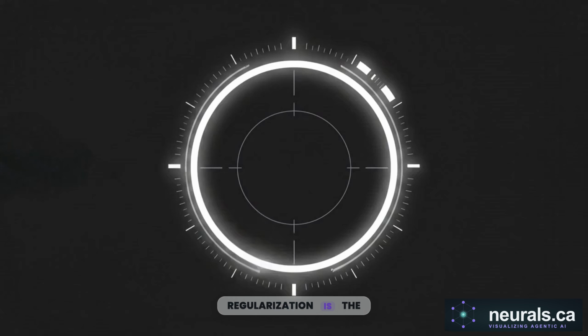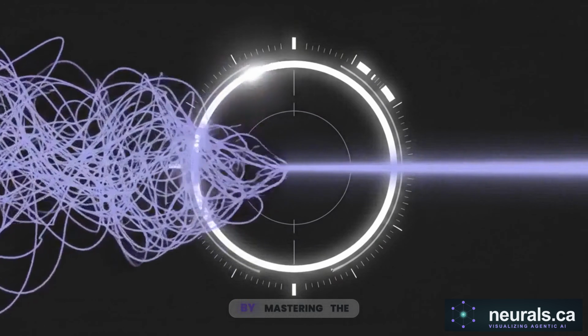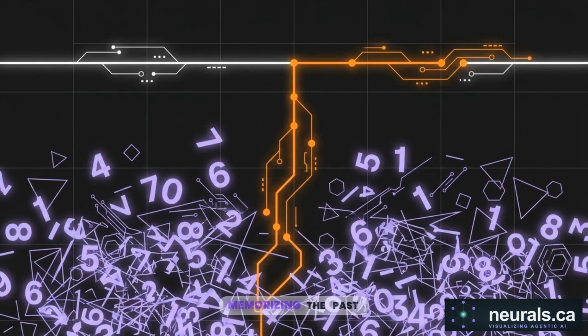True regularization is the discipline of making a model simpler than it naturally wants to be. By mastering the leash, you ensure your algorithm stops memorizing the past and starts predicting the future.